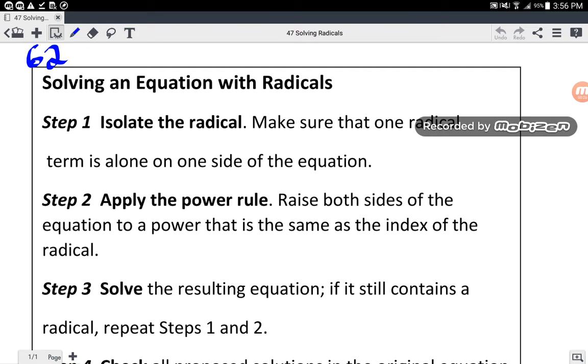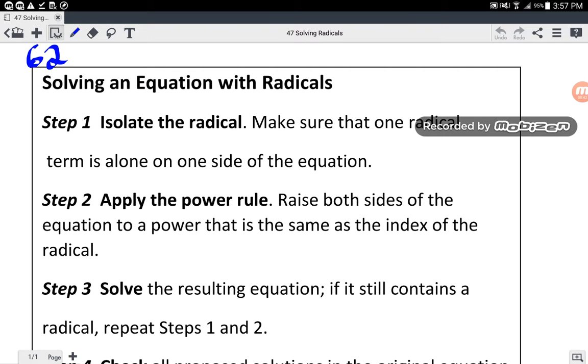Equations with radicals. We're just going to limit this to square root and cube root. And it's basic algebra. The one thing is that you just have to know the inverse. The inverse of square root is squared. The inverse of cube root is cubed. So we're going to use that power rule to eliminate the radical and then solve.